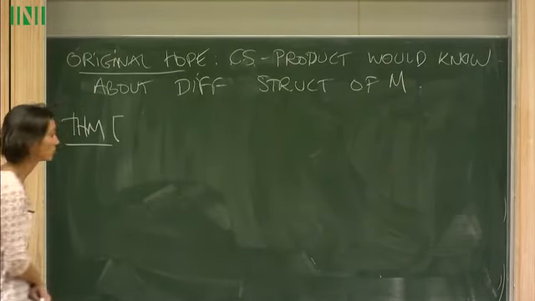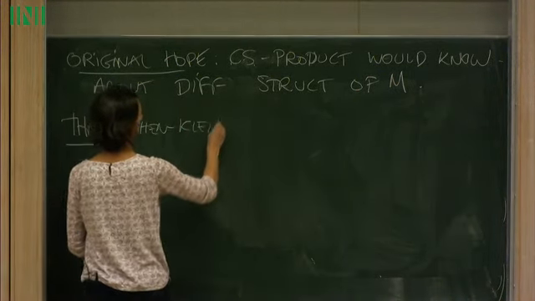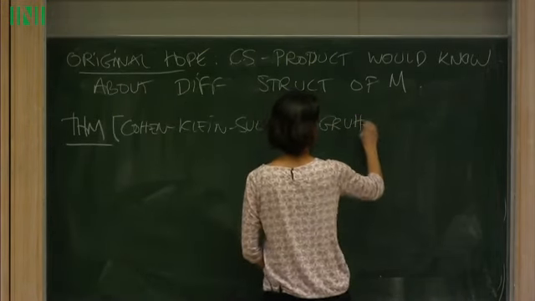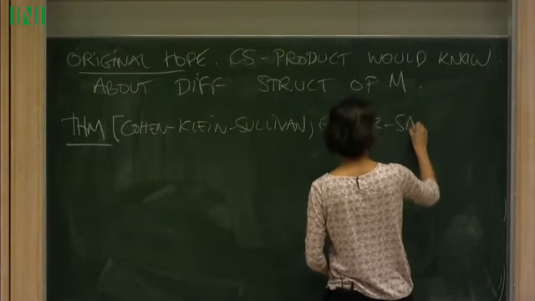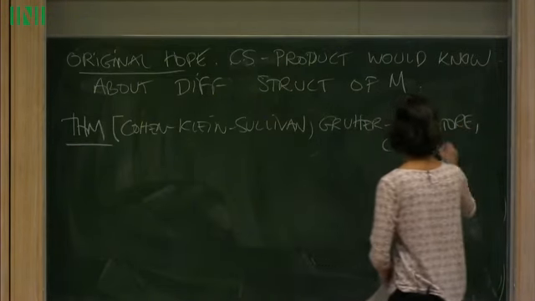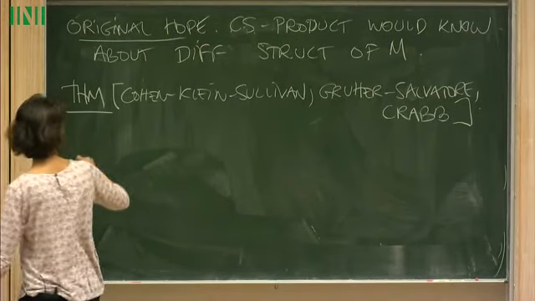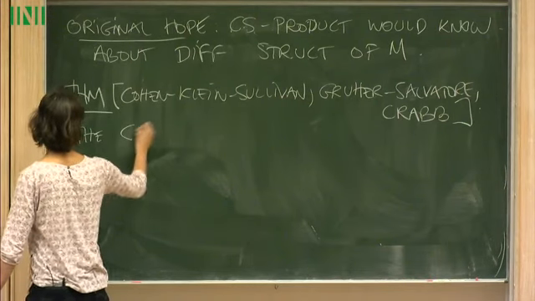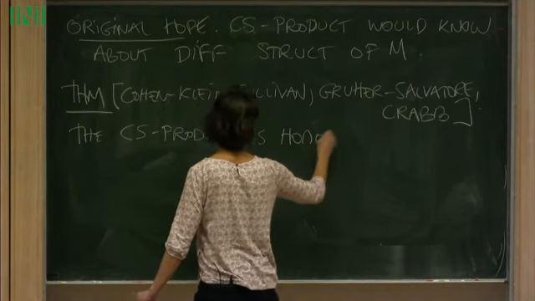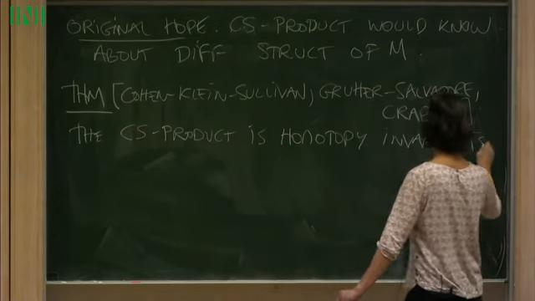This is a theorem that there are several proofs of: Cohen, Klein, Sullivan, Brewer, Salvatore, and also Crabb. And I guess if you go rational, you can also get Felix, Thomas. The Chas-Sullivan product is homotopy invariant. So we are, of course, homotopy invariant.